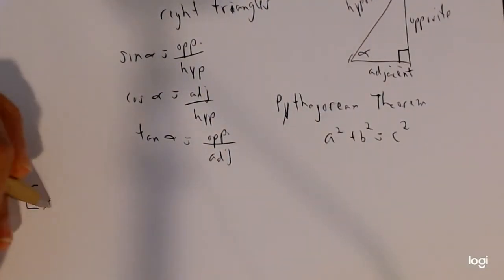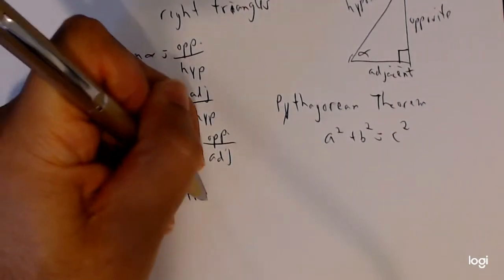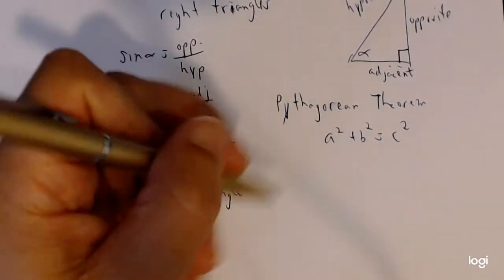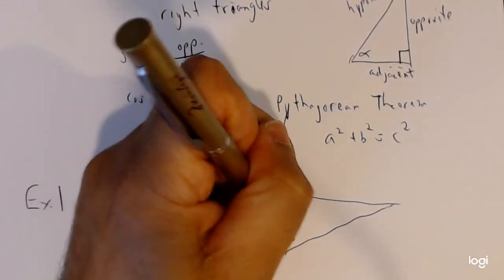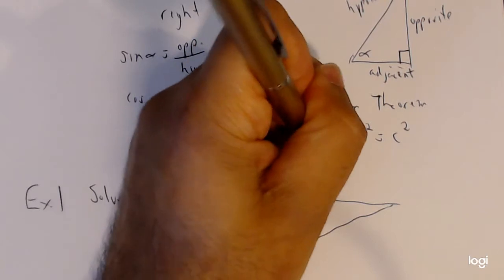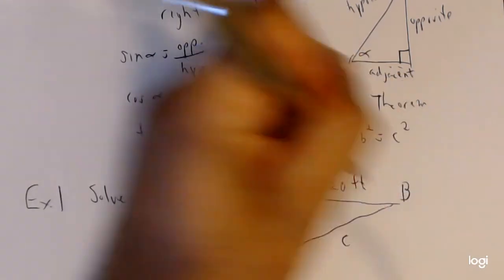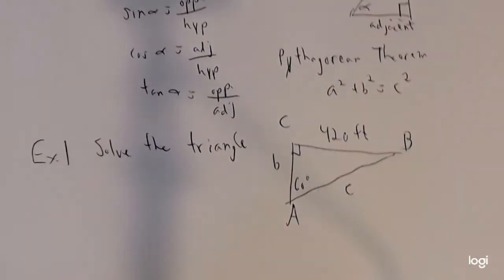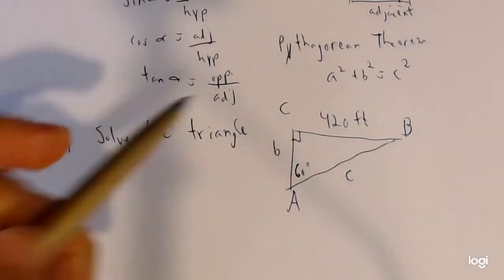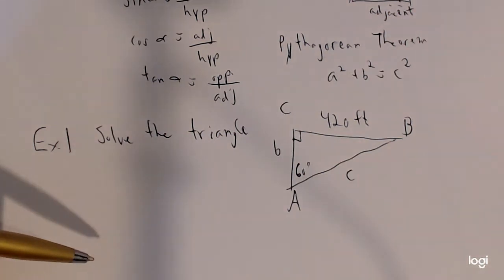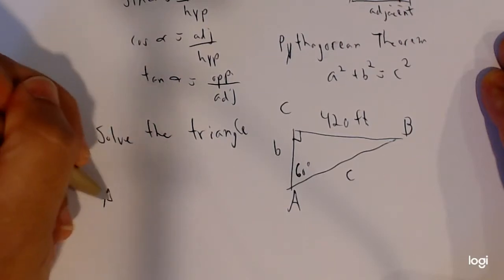So let's start with example 1, and I'm asking you to solve the triangle that's 60 degrees, 420 feet, with sides B, C and angles B, C, A. Since I have two of the three angles, what stands out to me is that I'm going to find the third missing angle first, because that's the easiest one. So I'm going to go after my angles first.